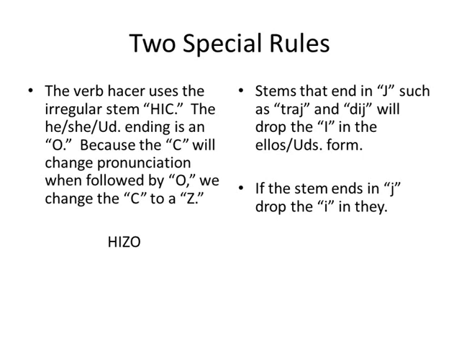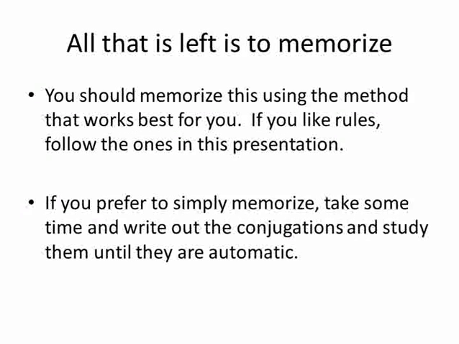Stems like traer and decir, traj and dij, will drop the I in the ellos, ustedes form. So if the stem ends in a J, drop the I in they. Notice that trajeron and dijeron go J-E-R-O-N, even though the ending is an I-E-R-O-N. That's because we've dropped the I in the they.